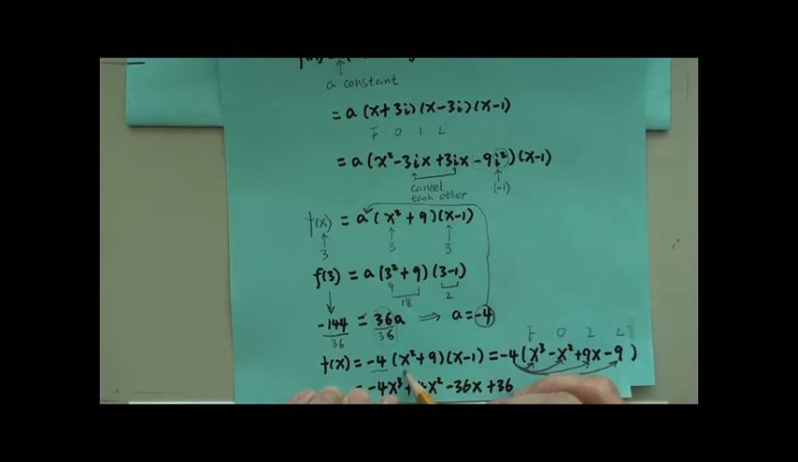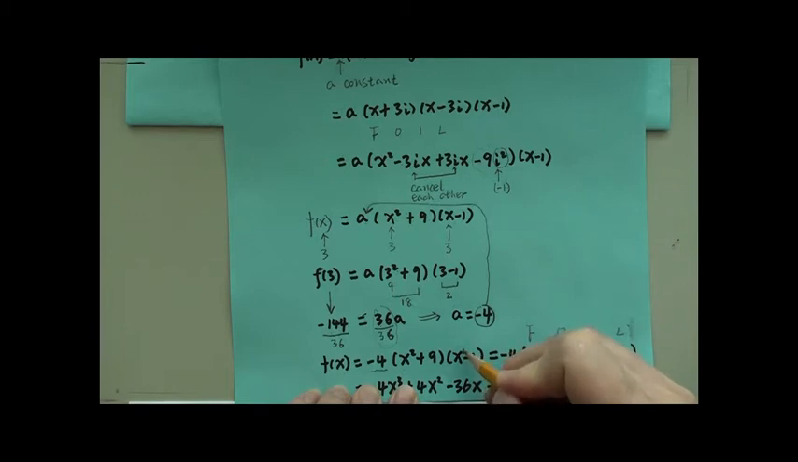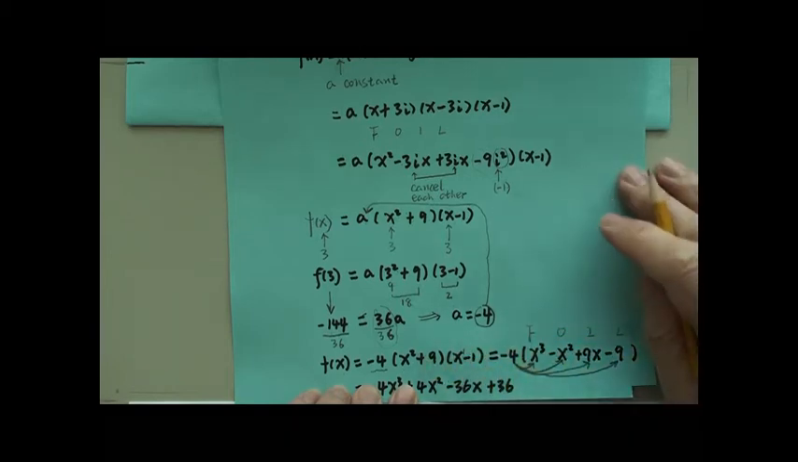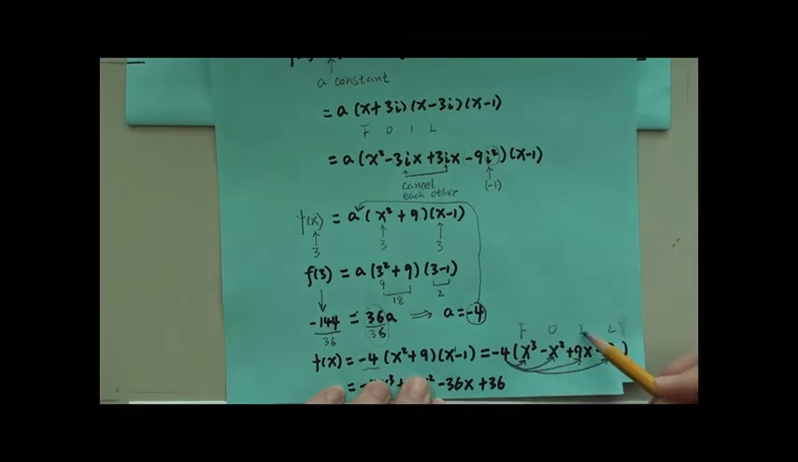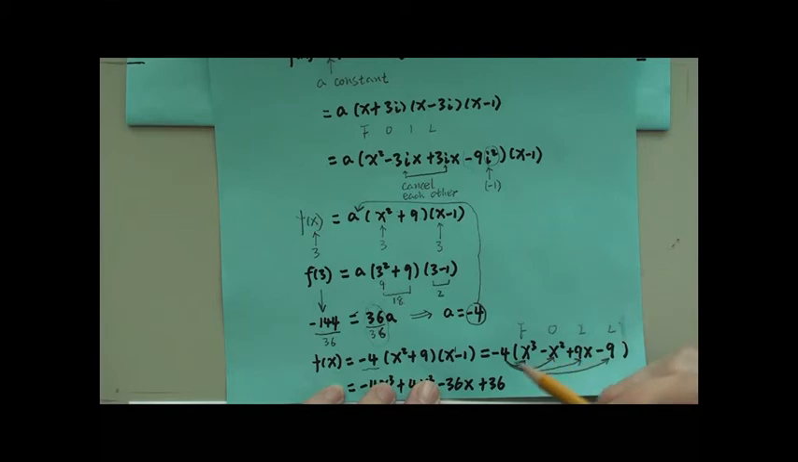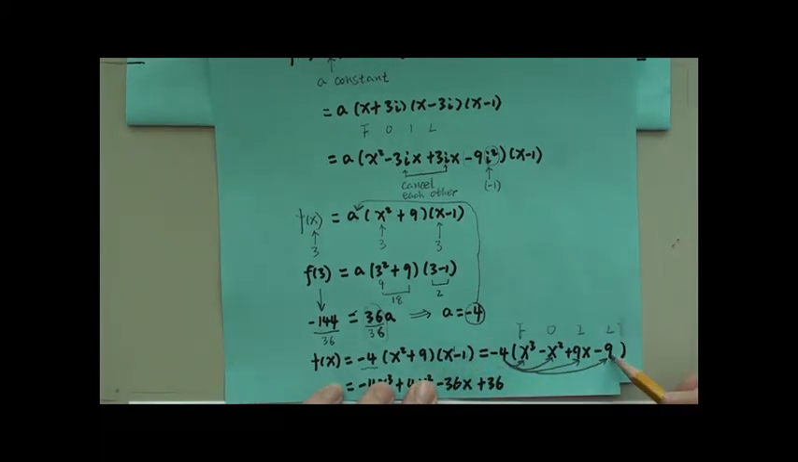Now again, you can FOIL this one out. x times x, that's the first product. x squared times x is x cubed, because there is a 1 here, 1 plus 2 is 3. And then the outer product is x squared times negative 1, so you have a negative x squared. The inner product is 9 with x, so that's 9x. The last product is 9 with negative 1, so you have a negative 9.